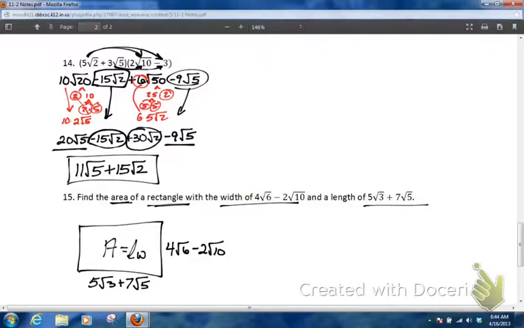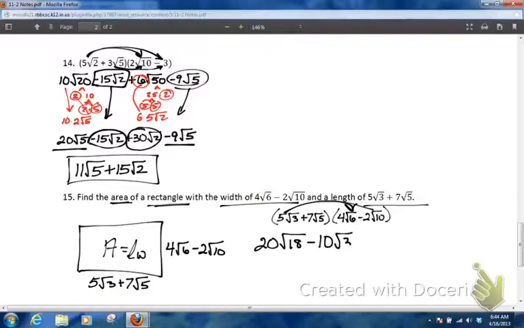So again, this is just going to be a FOIL problem. Length is 5 root 3 plus 7 root 5. I'm going to put that in parentheses. I'm going to multiply that by the width, which is 4 root 6 minus 2 root 10, and I'm going to FOIL. 5 root 3 times 4 root 6, 20 root 18. 5 root 3 times negative 2 root 10, negative 10 root 30.